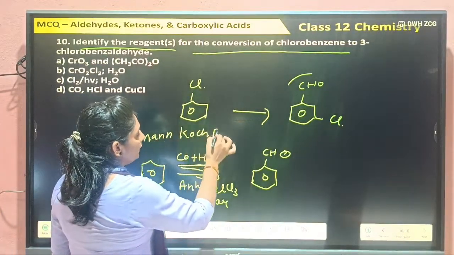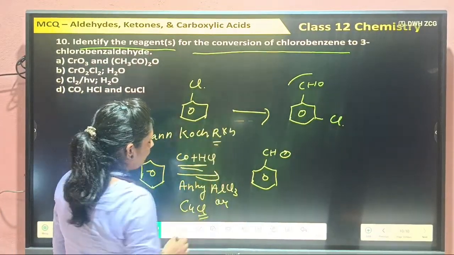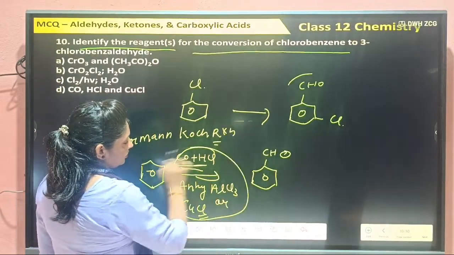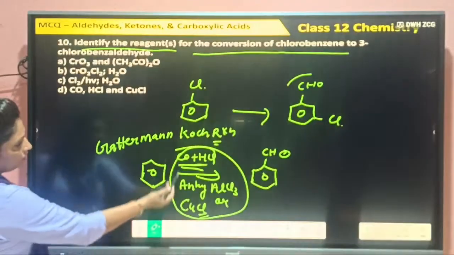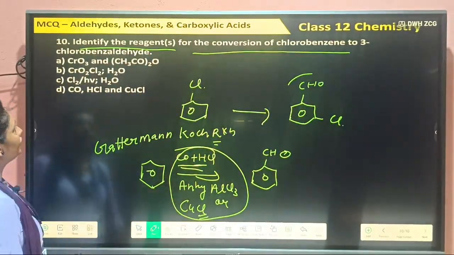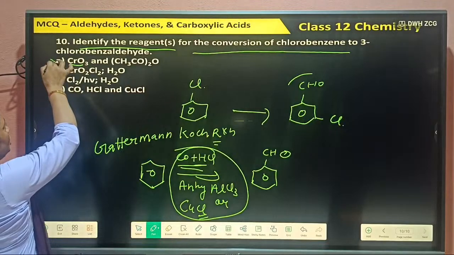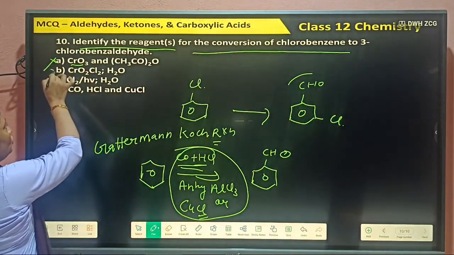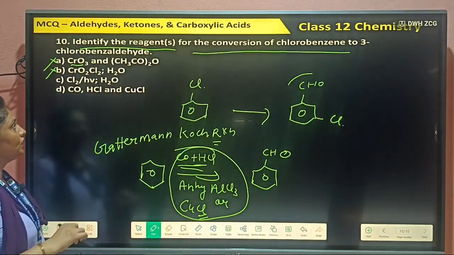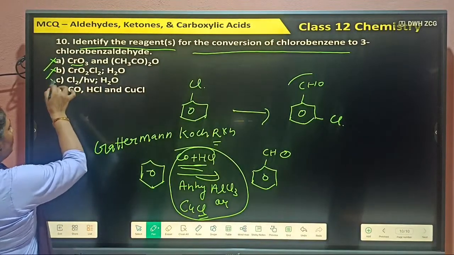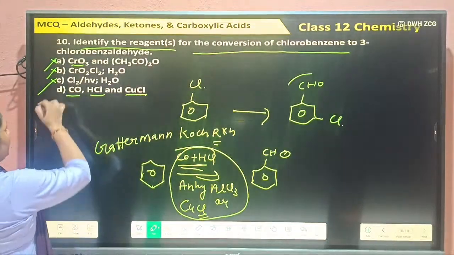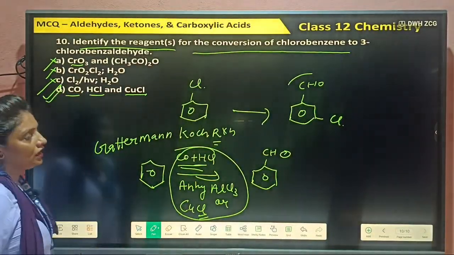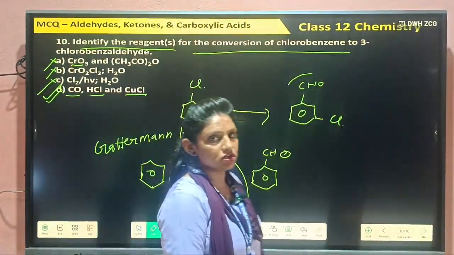Students, by which reagent can we do this reaction? See, do we have these reagents in any option? CrO3 no, CrO2Cl2 no, they show the Etard reaction. This also not. CO plus HCl and CuCl we can take. So option D will be the right option for this question.